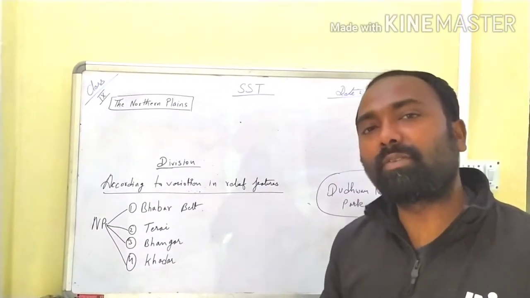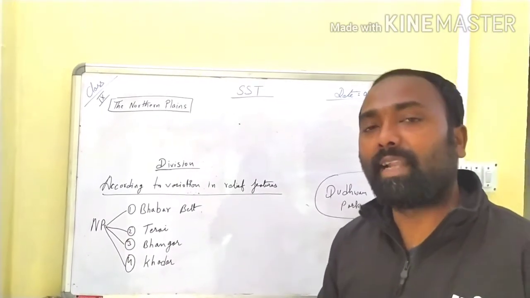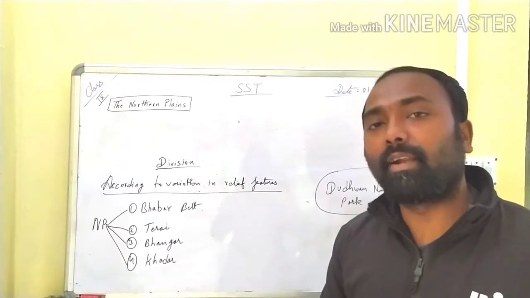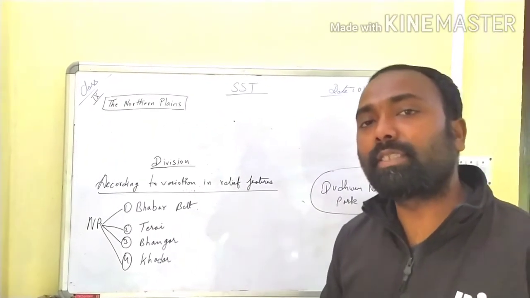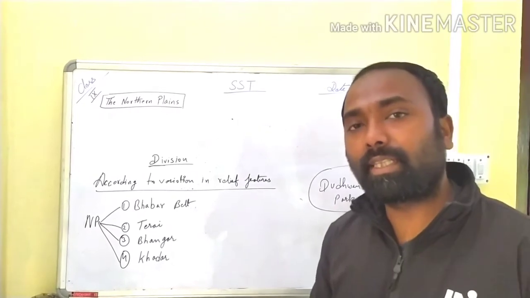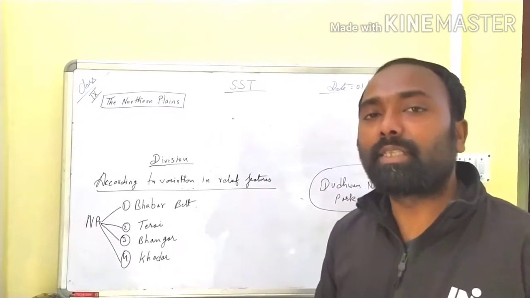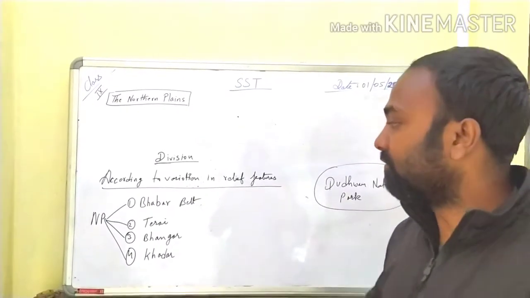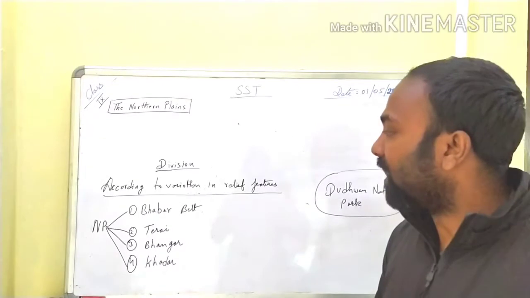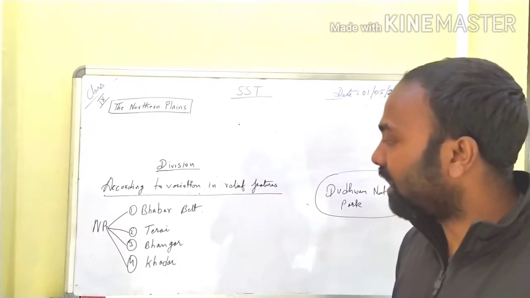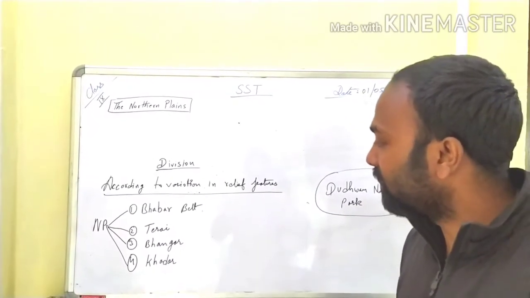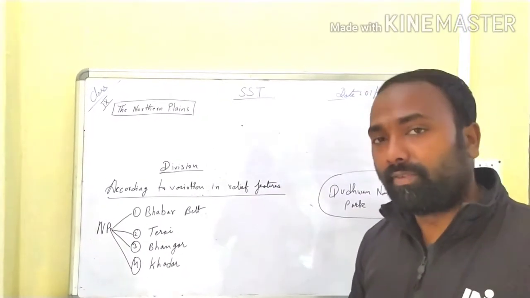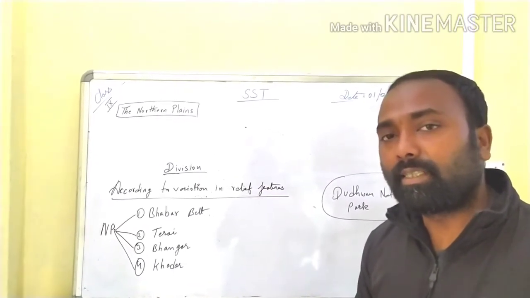Now we know that the northern plains are often described as flat land, but it is not so. There are different kinds of relief features even in a plain, and according to the variation in the relief features in the northern plain, it has been divided into four divisions that we are going to understand. The first one is the Bhabar belt, the second one is the Tarai, the third one is the Bangar, and the last one is the Khadar. These are the four divisions according to the relief features, and we are going to understand this in detail.